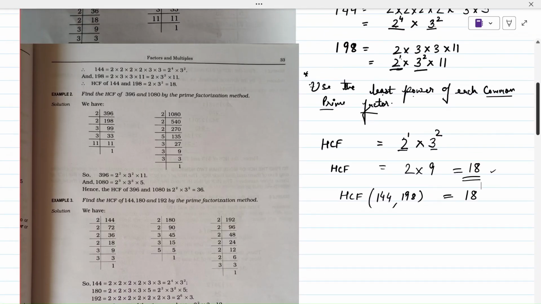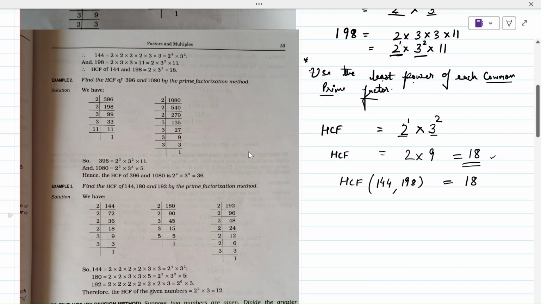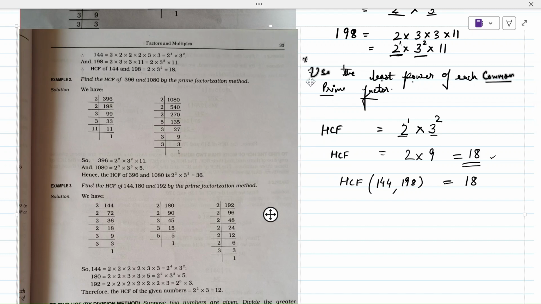Now kids, I will explain the next question here itself. What we have to do here is find the HCF of 396 and 1080. We find their prime factors first. We divide 396 by 2, we get 198. Then with 2 again, 2 into 9 is 18, and again 18. Here 3 into 3 is 9, 3 into 3 is 9, so we have got 33. Then 3 into 11 will give us 33. This method gives us the prime factors. These all are the prime factors of 396.